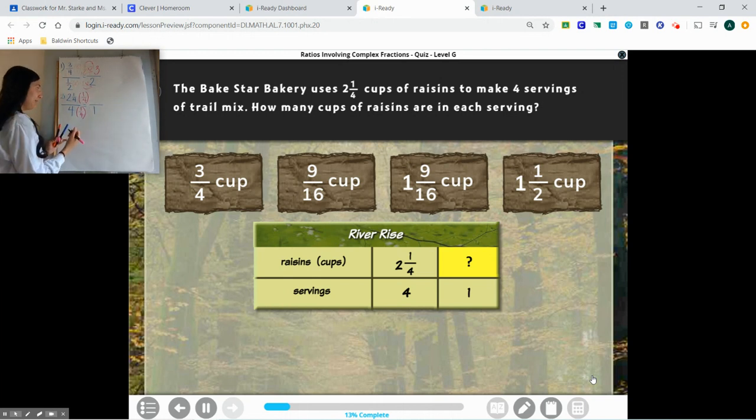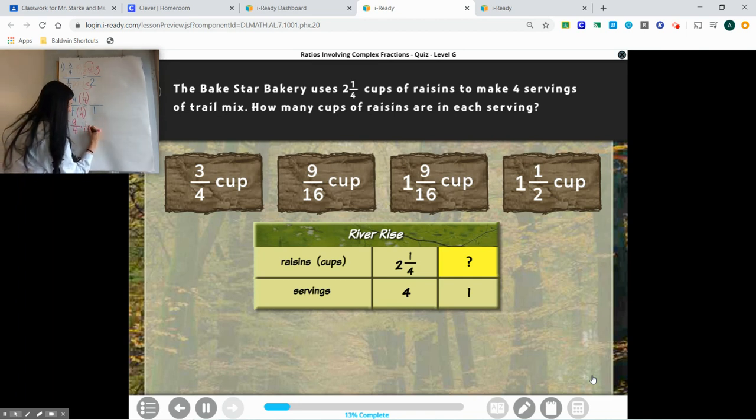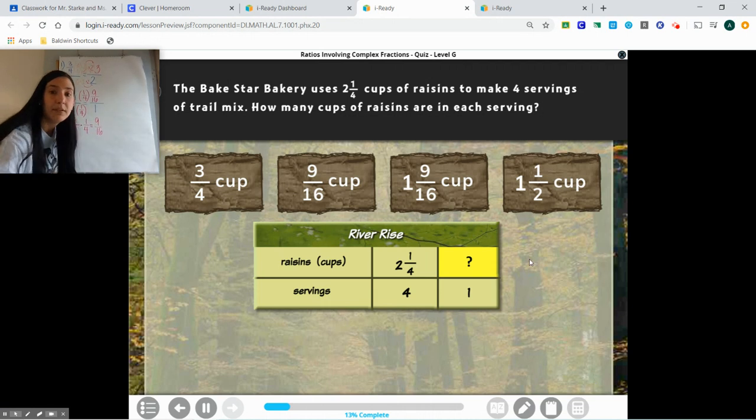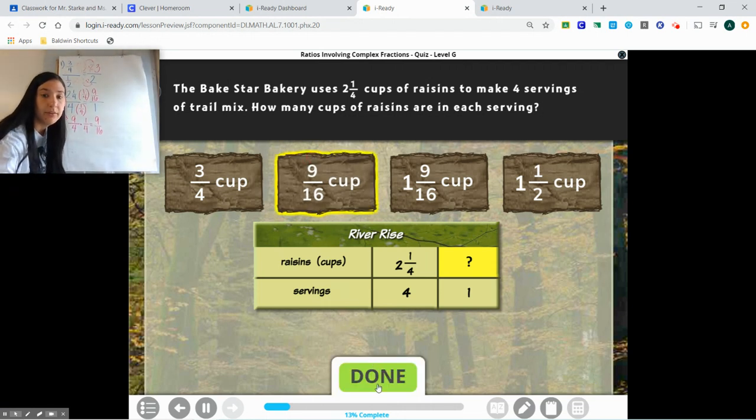Now that's not easy to see right away. So what I'm going to do, come down here and rewrite it. 2 1/4 written as an improper fraction will be 9 over 4 times 1 over 4. When we do this, we're going to get... they gave us multiple choice answers. I'm not staring at it funny. Okay. We get 9 over 16. So we have 9 over 16 cups per serving.